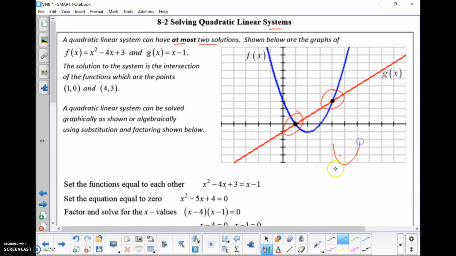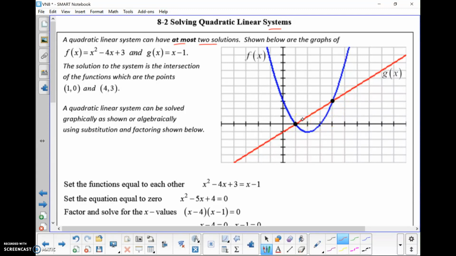Like you could have a parabola just crossing at the vertex. Or it could have 0 solutions. So it is possible to have less than 2 solutions. It is not possible to have more than 2. Like you can't cross 3 times or anything like that. It's either 2, 1, or 0. Most of the time, you're going to see it crossing twice like this.